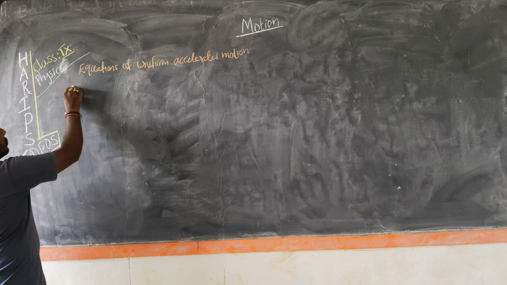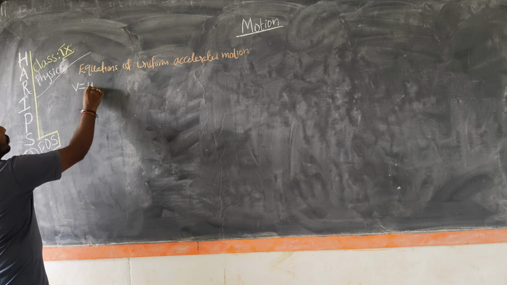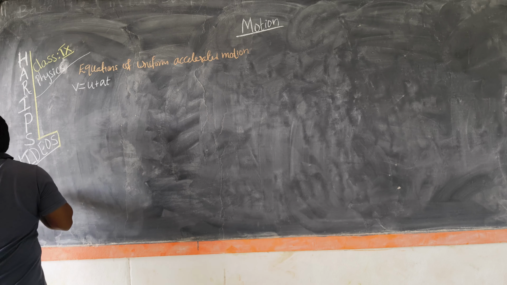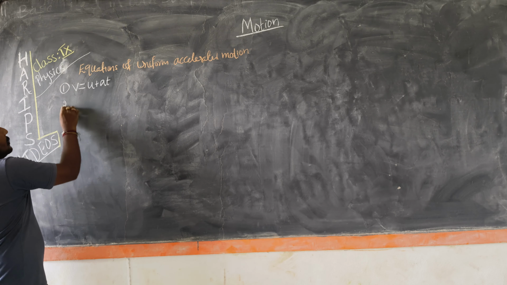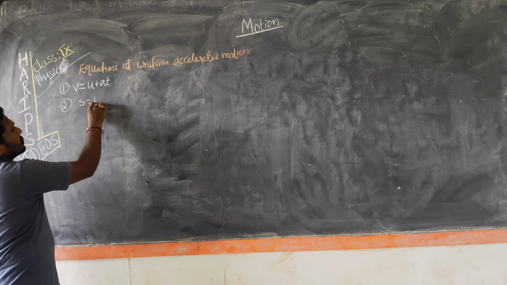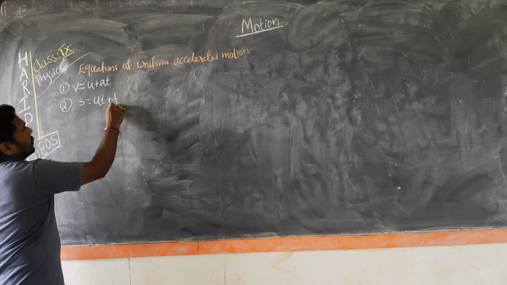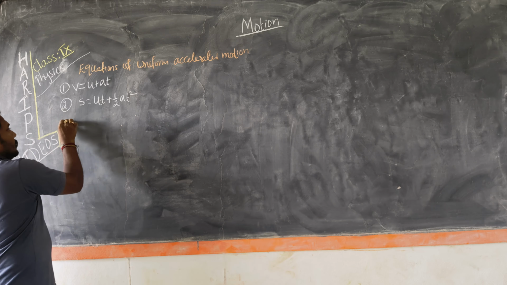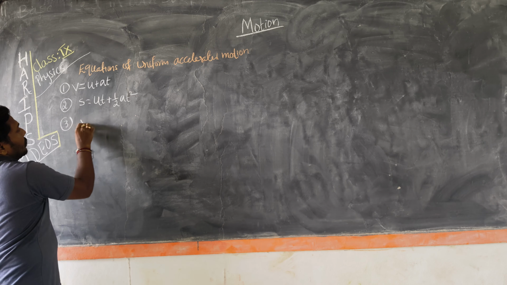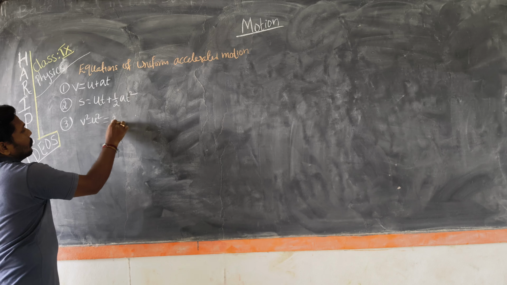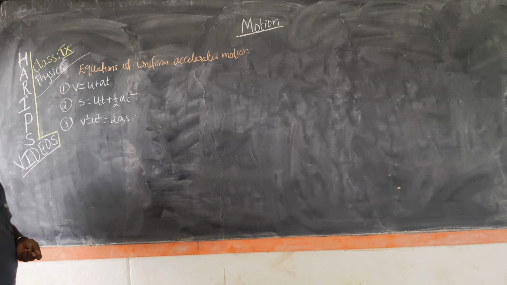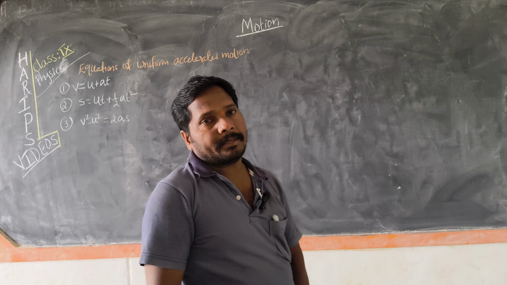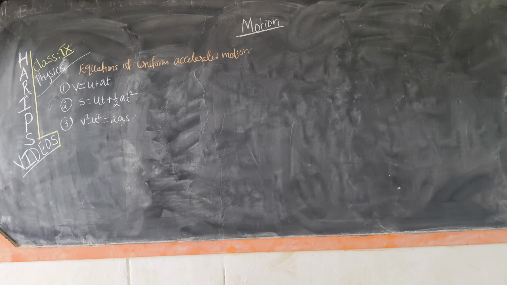The first equation is v equal to u plus at. The second equation is s equal to ut plus half at square. The third equation is v square minus u square is equal to 2as. So these are the three equations we have.